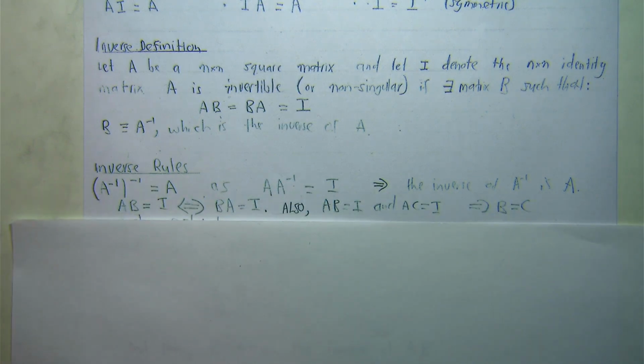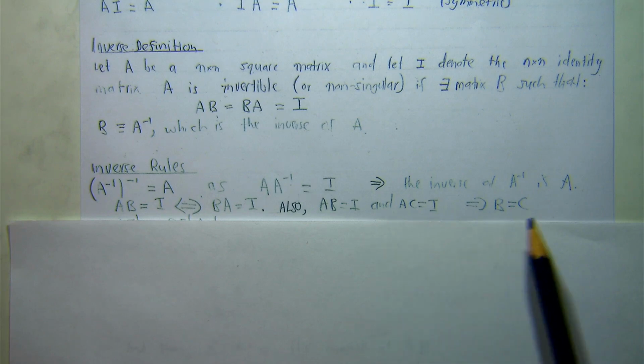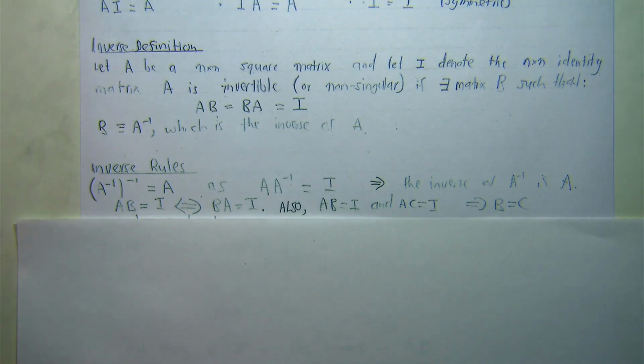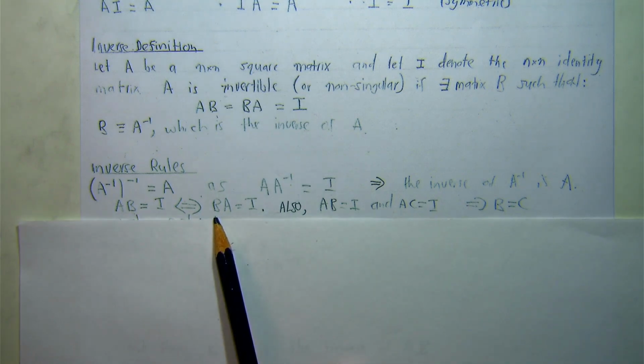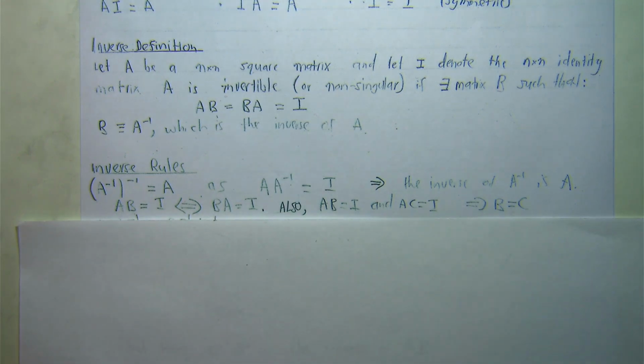We know that if AB is equal to I, BA must be equal to I as well. And if AB is equal to I and AC is equal to I, B is equal to C. So inverses are unique. If you find one on the right or on the left of A, you know it's also the other side of A. And then if you find two inverses to A, they must be equal to each other because there's only one unique inverse for a matrix.